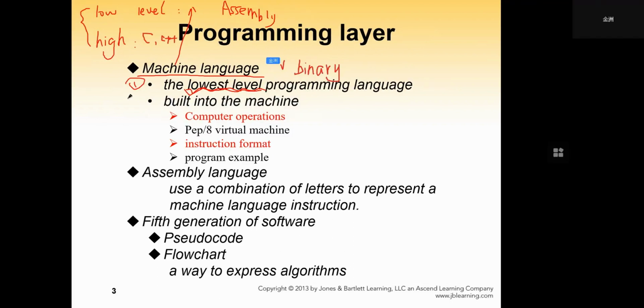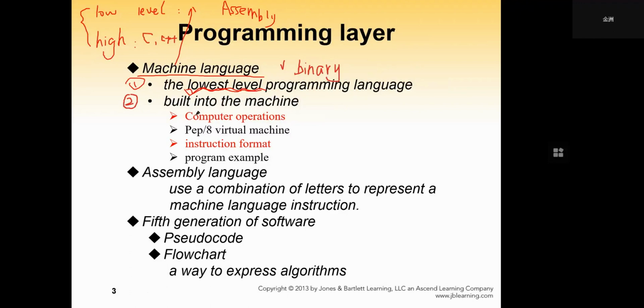Okay, so the second most important property is that it is in fact built into the machine. That means for each computer, for each different machine, it could be totally different, since their instructions may not be shared. The instructions may be different. So the machine language was built into the machine.